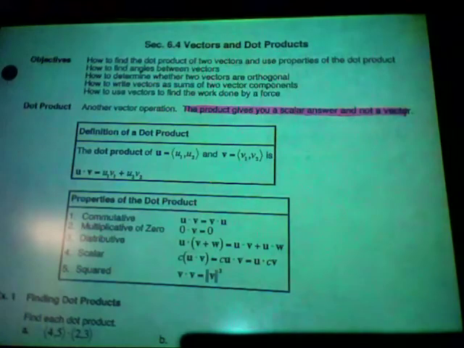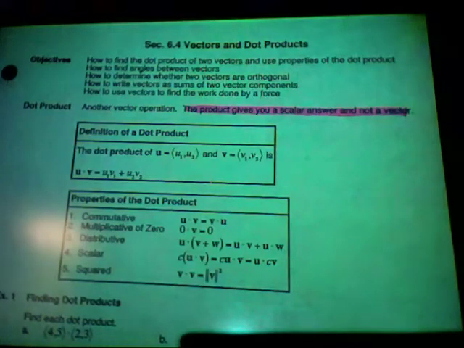So if we see a dot, we can't assume it's like regular multiplication? It is regular multiplication. The dot product involves multiplication, but the result of a dot product is a scalar, a number, not a vector. So yes, the dot still means multiplication.